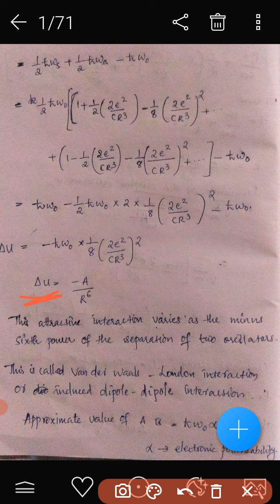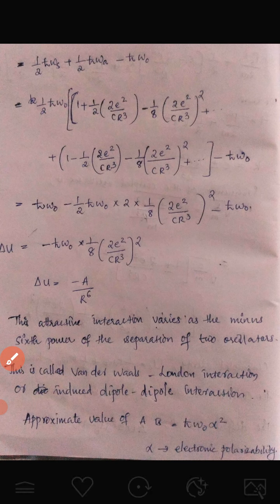So this is the attractive interaction energy. This attractive interaction varies as the minus 6th power of the separation between the two oscillators. We already know that R is the separation between the oscillators. This equation is called the van der Waals-London interaction or induced dipole-dipole interaction, and the approximate value of A is h cross omega 0 alpha square, where alpha is the electronic polarizability.